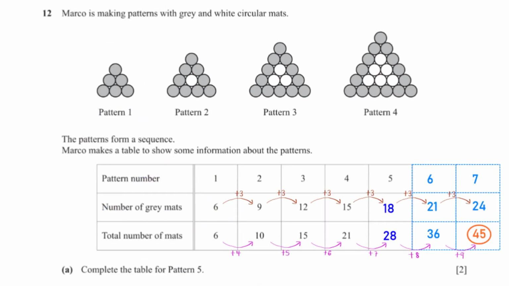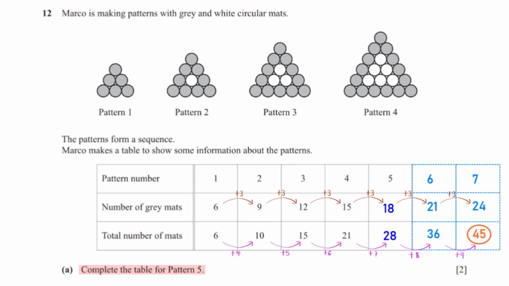Marco is making patterns with gray and white circular mats. The patterns form a sequence. Marco makes a table to show some information about the patterns. Complete the table for pattern 5. From the table, we see that the number of gray mats are increasing by a constant value of 3. So to get the number of gray mats in pattern 5, we add 3 to 15, which gives us 18.